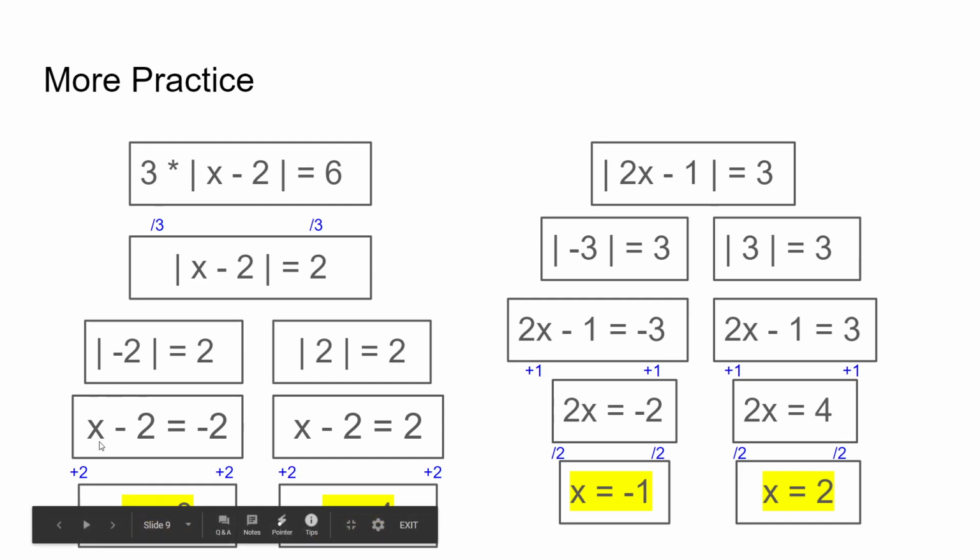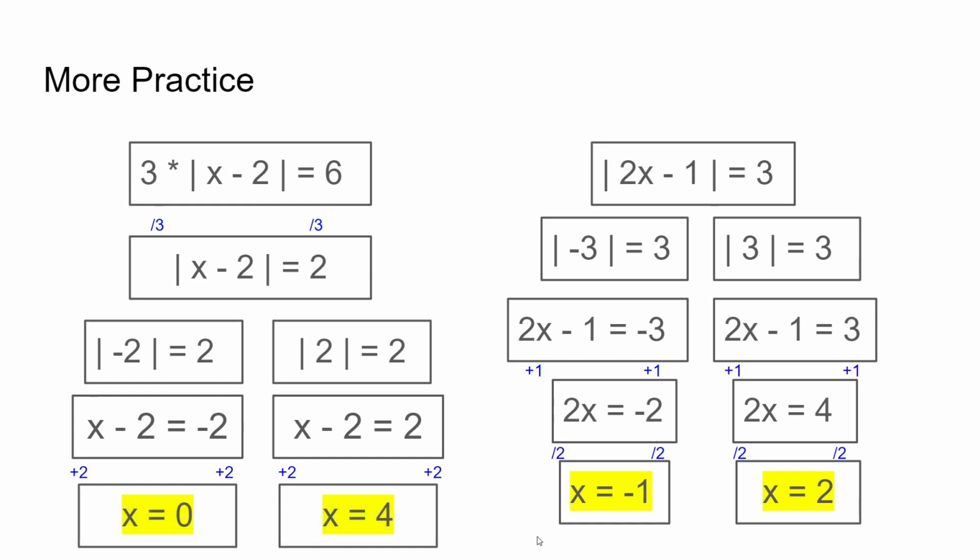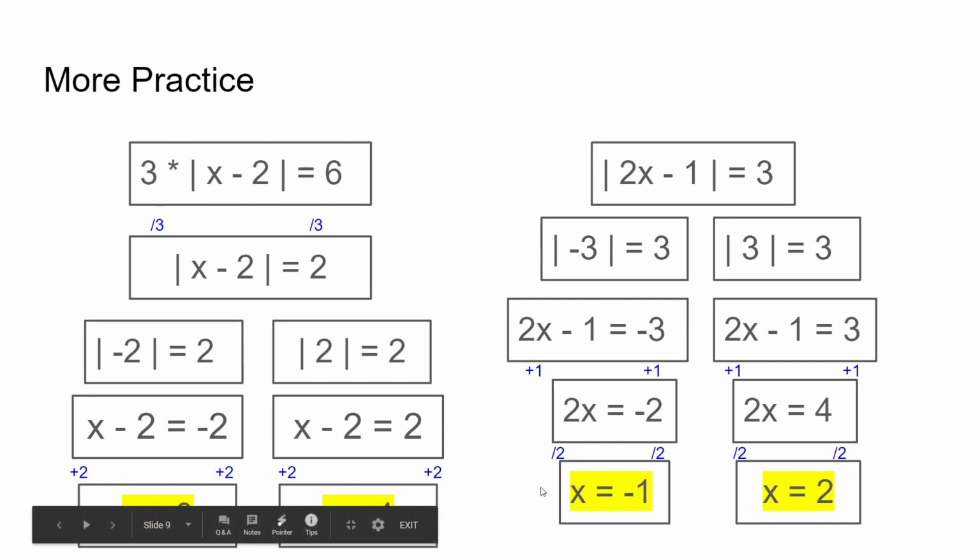And then from there we set x minus 2 equal to negative 2 and x minus 2 equal to 2. We will then add 2 to each side of the equation to get x is equal to 0. And then on the other equation, we will add 2 to each side once again to get x is equal to 4.